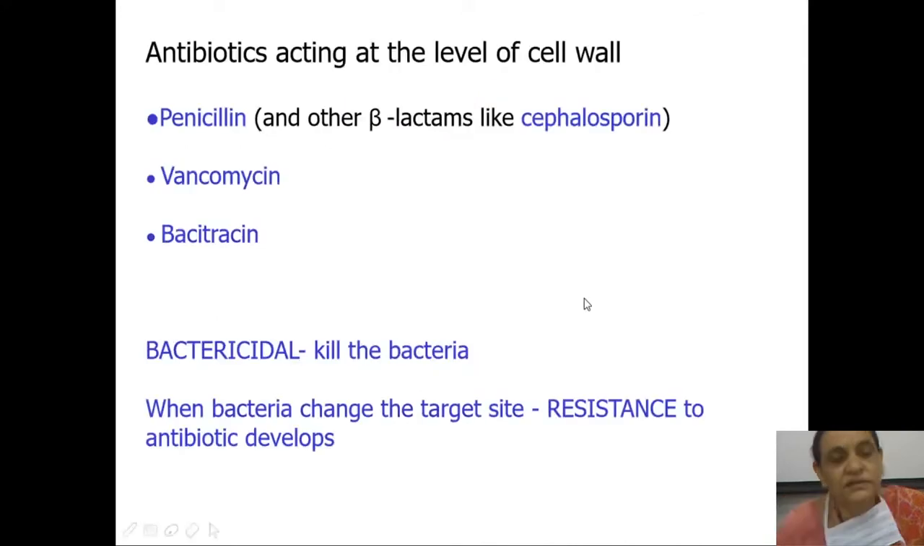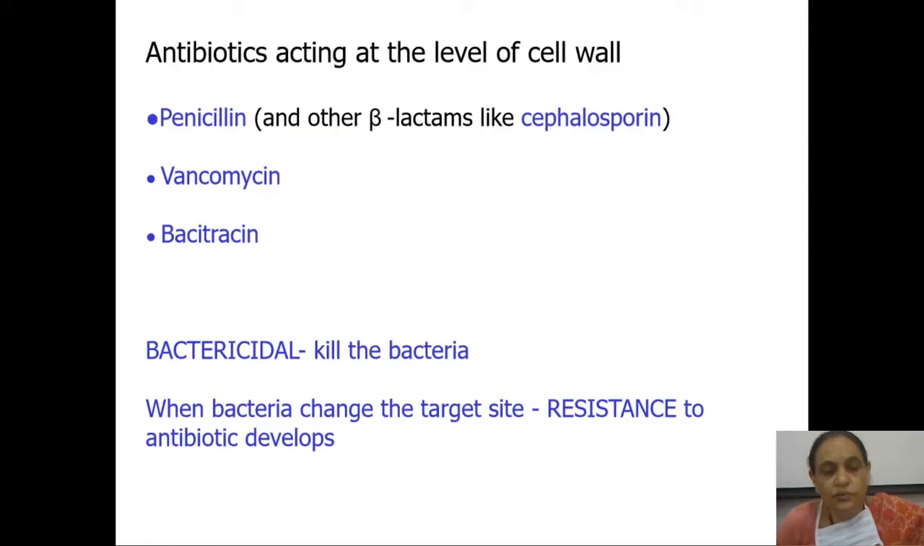Antibiotics act at the level of the cell wall. The most important are the bactericidal antibiotics, which we depend on a lot in case of sepsis, in case of severe infections, because they kill the bacteria. Bactericidal. So penicillins and other beta-lactams like cephalosporins, vancomycin, bacitracin, these are bactericidal. They kill the bacteria and they act at various sites on this cell wall, which you will read in pharmacology. So I will not spend more time on the specific targets right now.